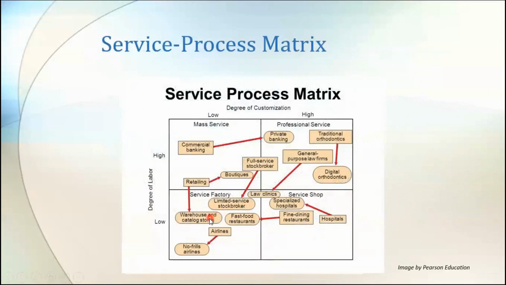Here you have, for instance, retailing. So you've got retailing with an arrow to warehouse and catalog stores, and you've got retailing to boutiques. And this one uses labor and customization. A lot of service process matrices will use degree of labor and degree of customization. Customization usually increases cost, but it adds value by allowing you to address more customer needs, wants, and desires.